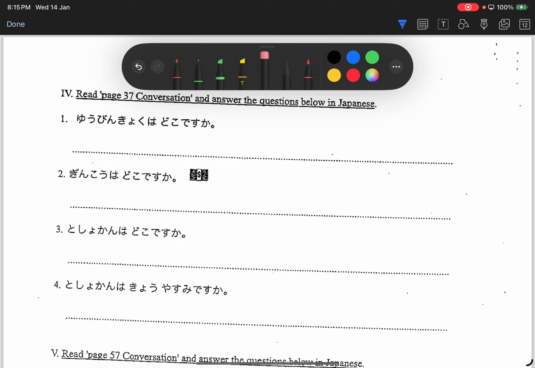But it's okay. Yeah, so basically they never specify what building. So the answer cannot just be "biru no muko desu". They have to specify what building. So in this case, "ano biru no muko desu". Right, "ano biru no muko desu".